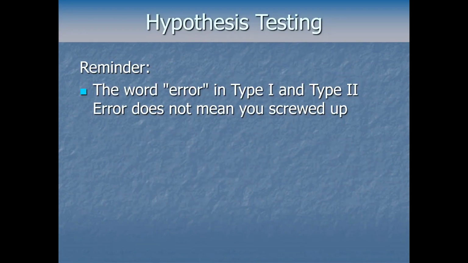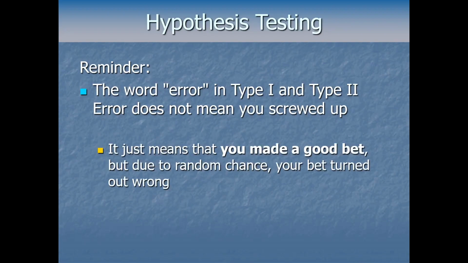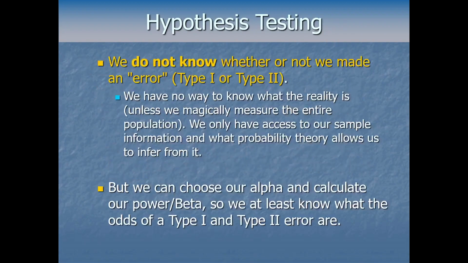So again, just to hammer this lesson home, the word error, when we talk about type 1 and type 2 error, does not mean you screwed up. It just means you made a good bet. You did the stats properly. You followed procedure. But just due to random chance and probability, your bet happened to turn out wrong this time. You cannot avoid that in science. Okay? So you made a good bet, it just turned out wrong this time. Oh well, you should still do it that way in the future.